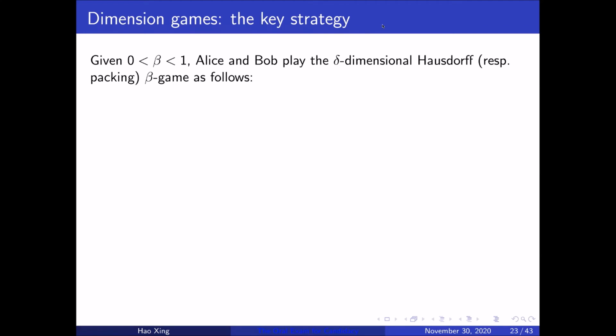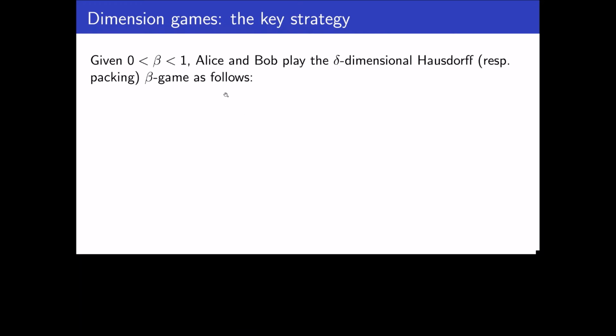Okay, now let's talk about the dimension games. This is a key strategy in the proof of the variational principle. The dimension games were introduced by Wolfgang Schmidt in the 1950s. So here, I'm going to give you a very basic version of this. Given the parameter beta between 0 and 1, Alice and Bob will play the so-called delta dimensional Hausdorff or packing beta game as follows.